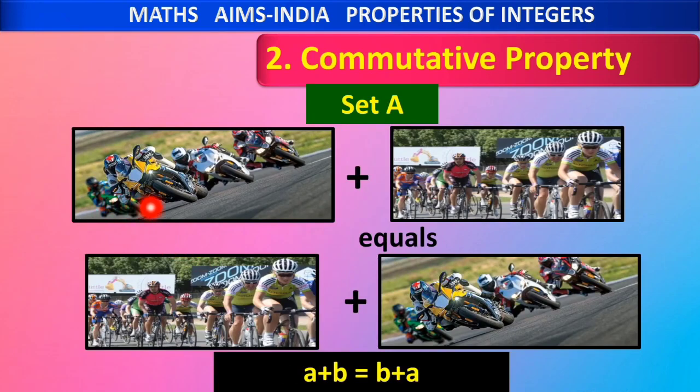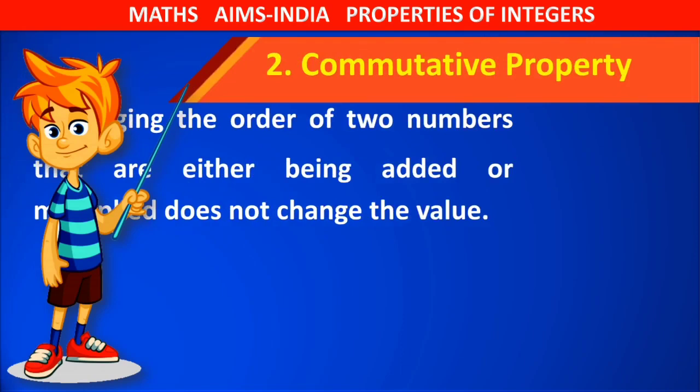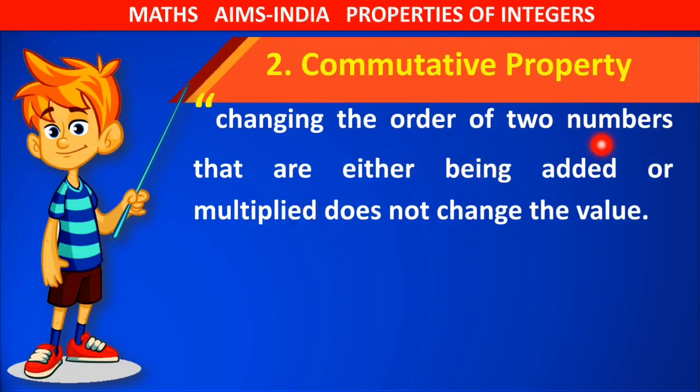Look at this picture here. We are having bikes here and then we are having cycles here. Bike plus cycle should also be equal to cycle plus bike. It is like the order. Commutative property basically talks about the order. Changing the order of two numbers that are either being added or multiplied does not change the value.